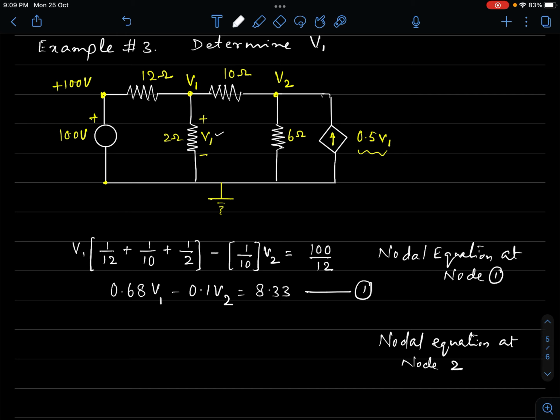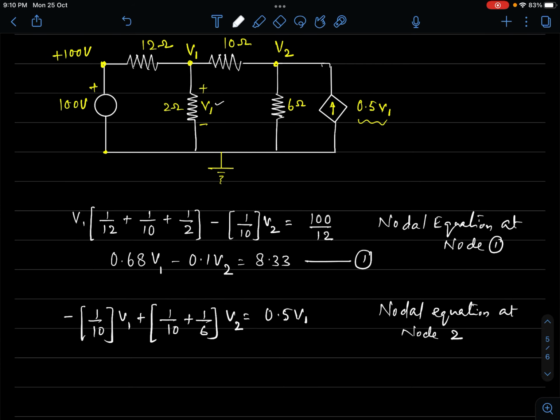How do we write it? At node 2, I will write the sum of all the conductances common between node 2 and node 1 with a negative sign, that is minus 1 by 10 into V1, plus the sum of all the conductances meeting at node 2. What are the conductances meeting at node 2? One is 1 by 10, another is 1 by 6. This multiplied by V2 equals the current that is pumping into the node, that is 0.5 V1.